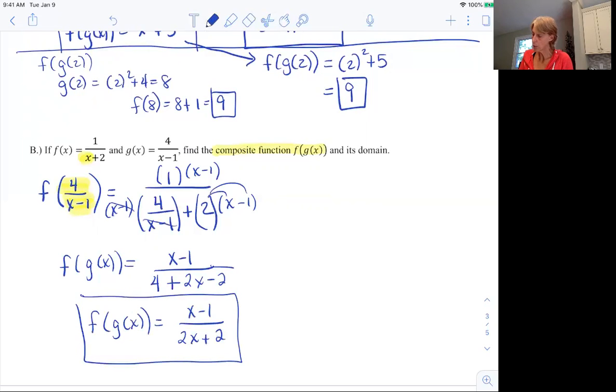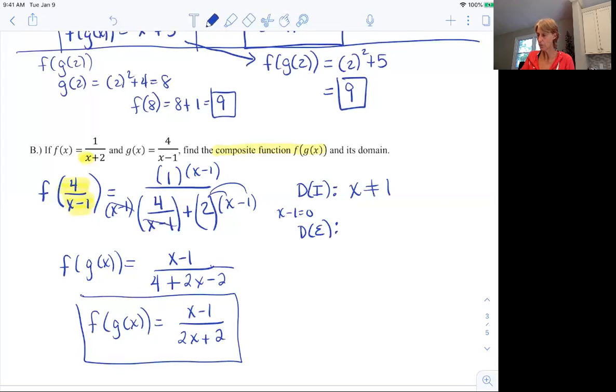Now we want to describe the domain. So my domain of my input function, go back to the function that you plugged in originally. So the domain of your input function, set the denominator equal to 0. x can't equal 1. Okay, we just finished talking about domain, so I'm expecting this to be fresh in your mind. The domain of my end function.